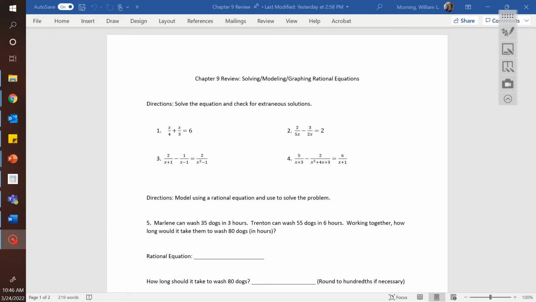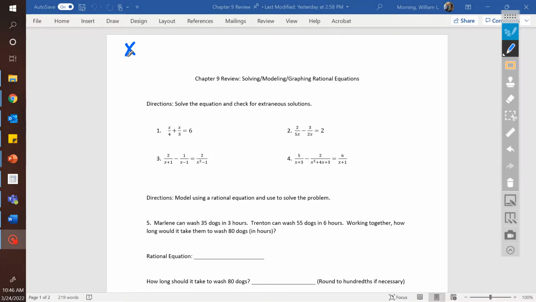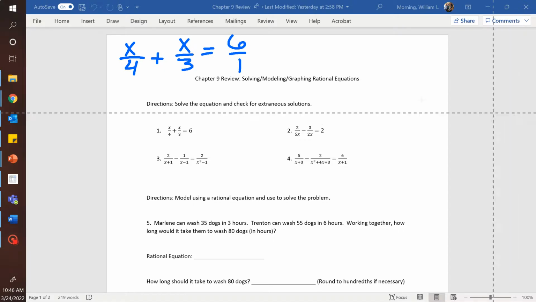Good morning, everybody. Today we're going to look at the review for Chapter 9 here. The first part of the review is solving rational equations. So we have x over 4 plus x over 3 equals 6, and that's going to be over 1.